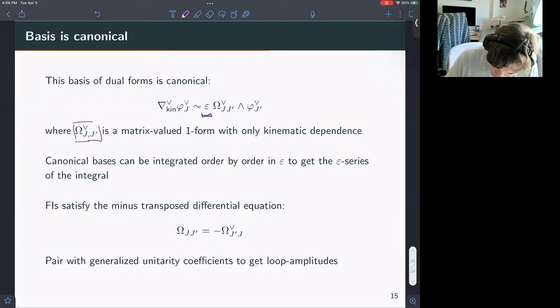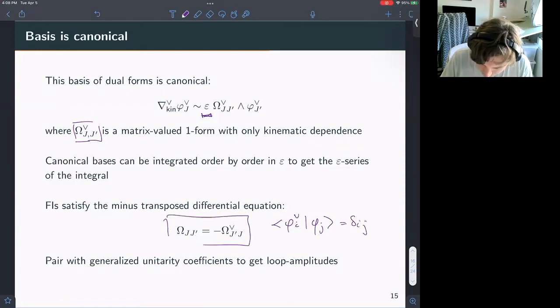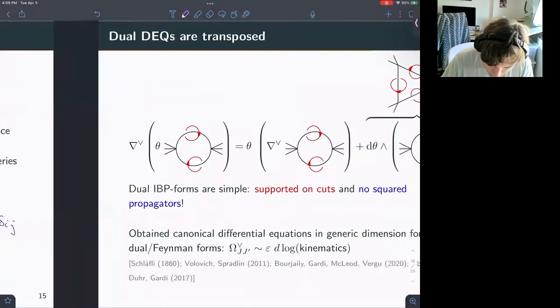And so when we normalize our forms and dual forms such that we have an orthonormal pairing here, then the kinematic connection for Feynman integrals is just the minus transpose of the kinematic connection for the dual forms. Okay, so this is how we will construct our integrals, which we will pair with the coefficients to get loop amplitudes.